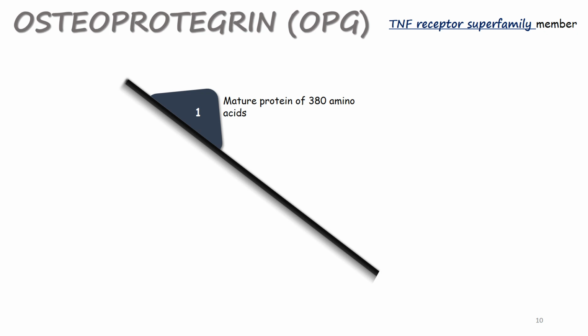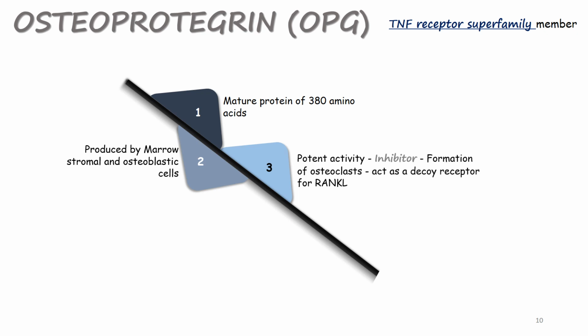The osteoprotectin is again a member of the TNF receptor superfamily. It consists of 380 amino acids. It is produced by the marrow stromal as well as the osteoblastic cells. Its activity is that it's a potent inhibitor of the formation of osteoclasts. That is, it acts as a decoy for the RANKL. It binds to the available RANKL and inhibits its function of forming new osteoclasts.